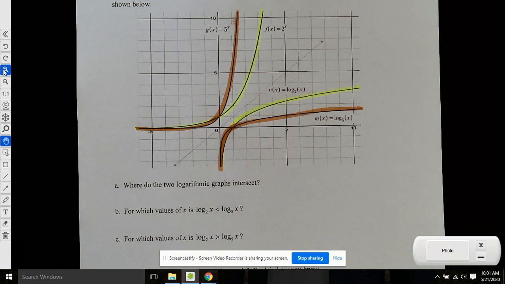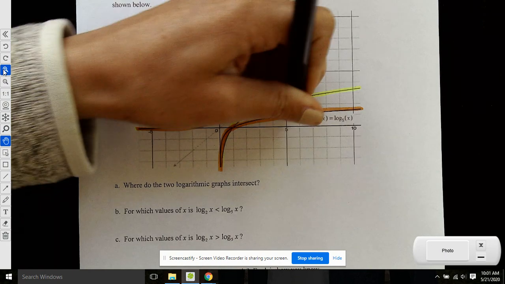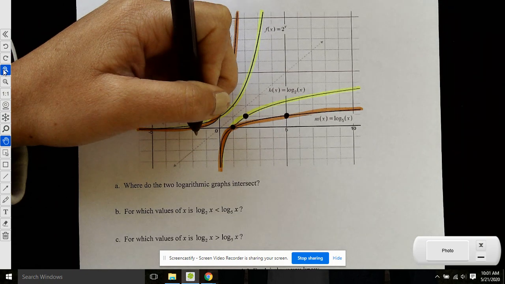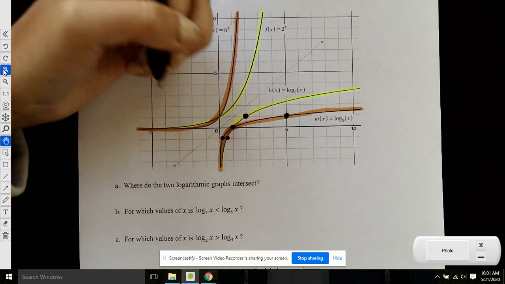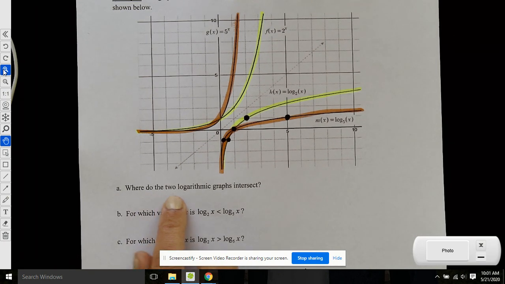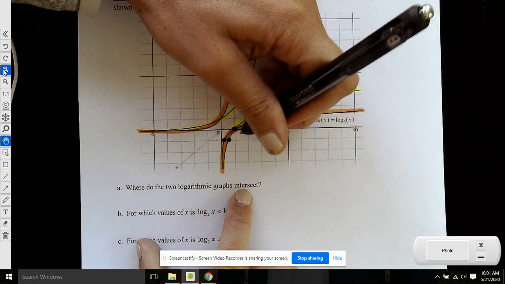And we do have some highlighted points on here. A little bit hard to see, but I will make them a little bit more visible with a pen. So we've got these points highlighted here. All right, so I'm going to look at where the two logarithmic graphs intersect. And that point is (1, 0).